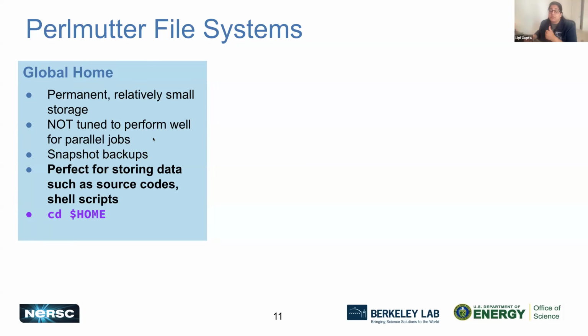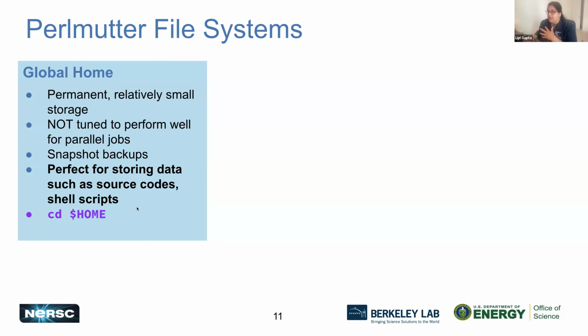And what we find is because it's the place that you land when you first get onto Perlmutter, a lot of people tend to just run jobs there or try to keep a bunch of stuff there. And that's not what it's meant for. It's really meant for just a very small amount of things like some source codes, maybe some shell scripts, text files, just small things that you maybe need to refer to, templates for job scripts, things like that. Maybe some Slurm out files, those are text files, they're really small.